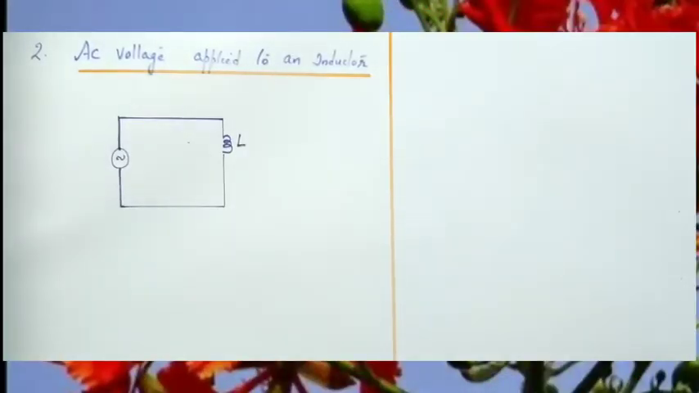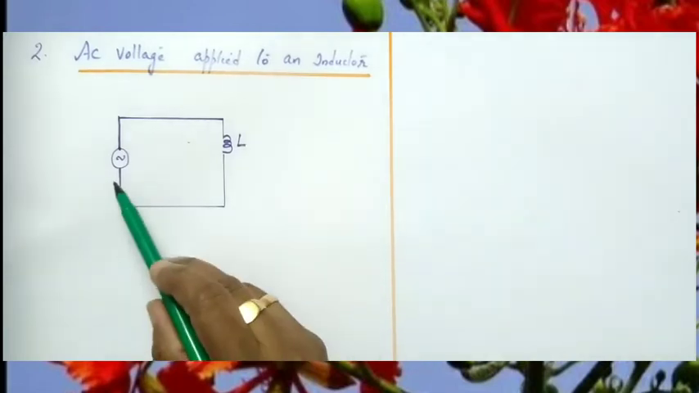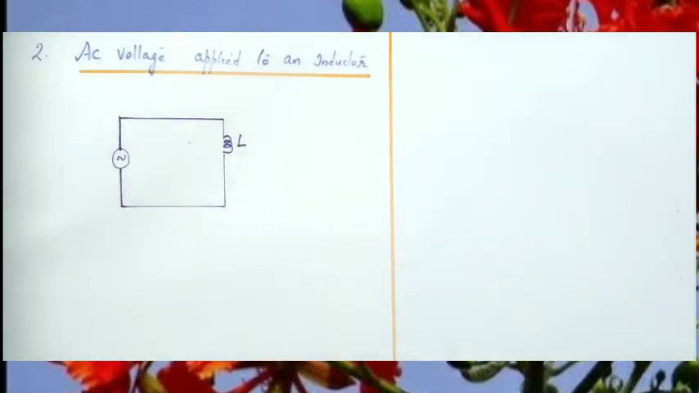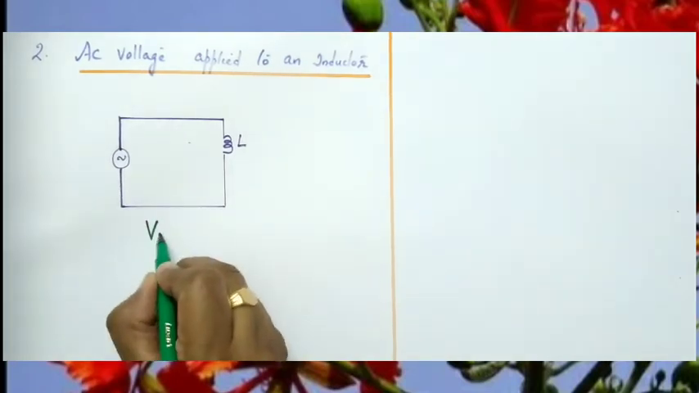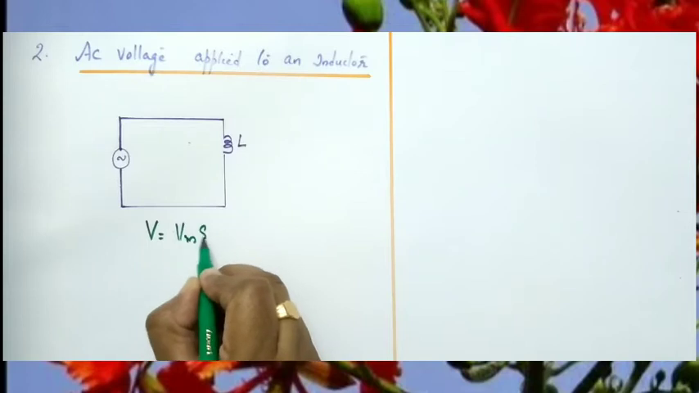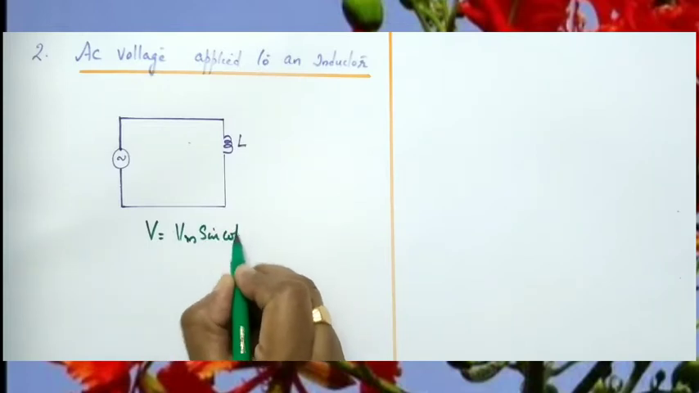In the previous video we discussed the AC voltage connected to a resistor. Today we will study what happens when AC voltage is connected to an inductor. So this is an AC source which is connected to an inductor L. We know AC voltage is given by V equal to Vm sin omega t.